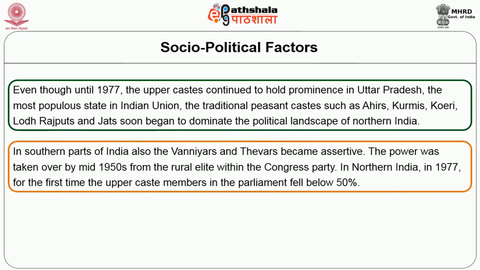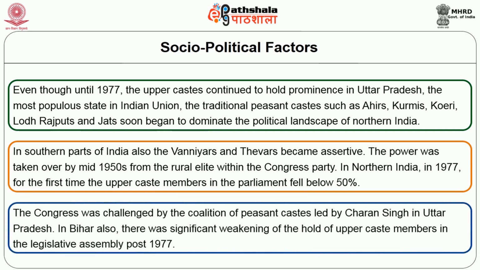In southern parts of India, the Vanniyars and Thevars became assertive. The power was taken over by the mid-50s from the rural elite within the Congress party. In northern India, in 1977, for the first time, upper caste members in the parliament fell below 50%. The Congress was challenged by the coalition of peasant castes led by Charan Singh in Uttar Pradesh. In Bihar also, there was a significant weakening of the hold of upper caste members in the Legislative Assembly post-1977.